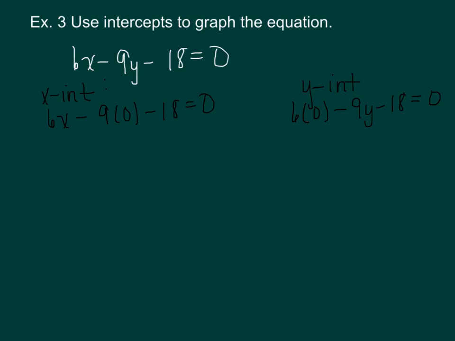So with my x-intercept, I'm going to get 6x minus 18 equals 0. 6x equals 18. Divide by 6, so x equals 3. So that ordered pair would be 3, 0. Then you go to your y-intercept, and you move the 18 over, and you divide by negative 9. And so that ordered pair is 0, negative 2.